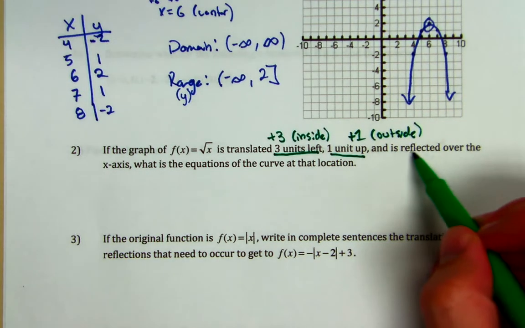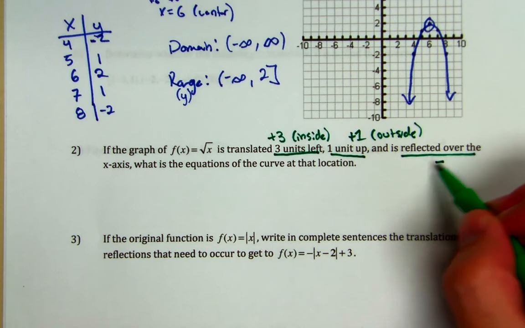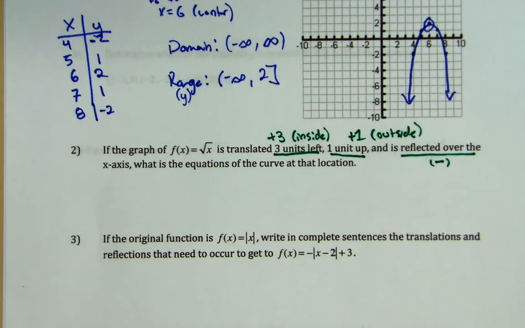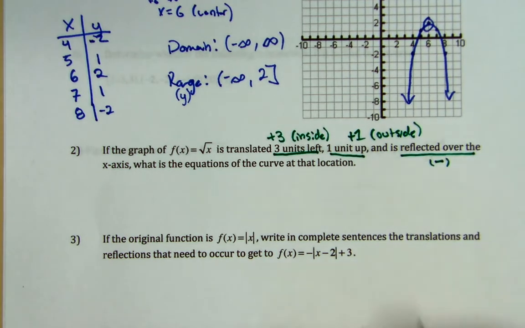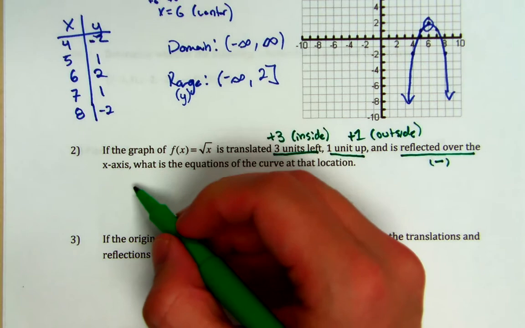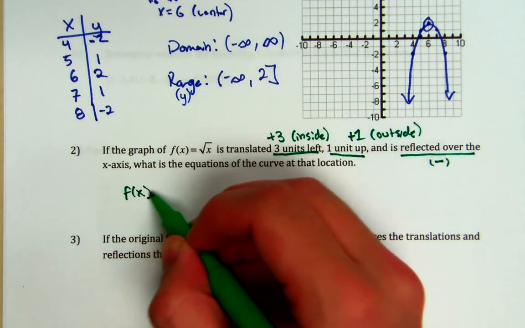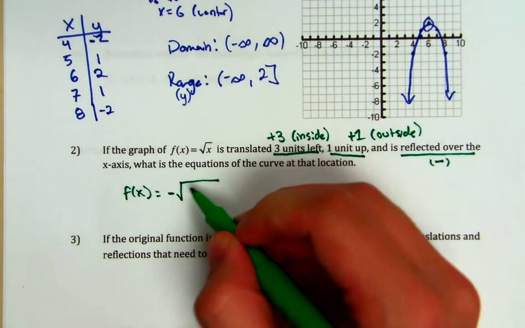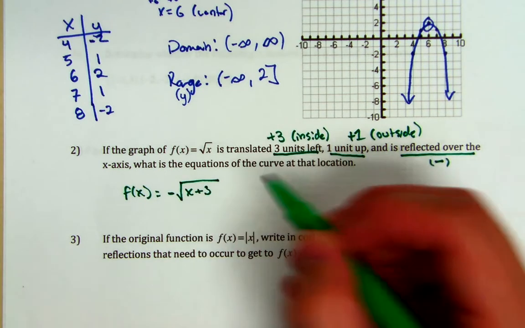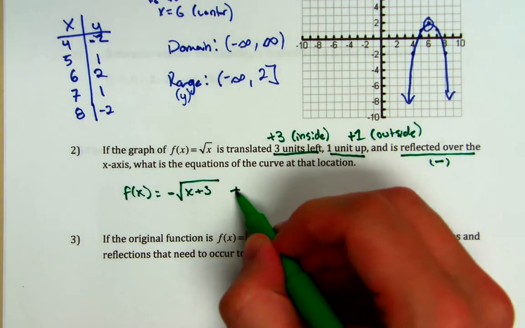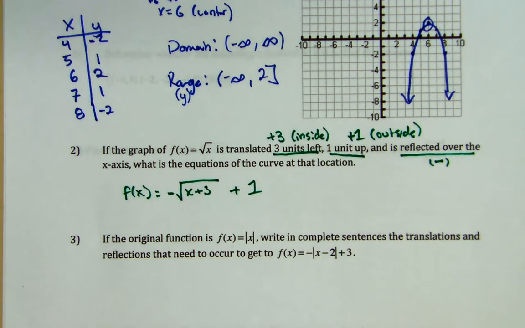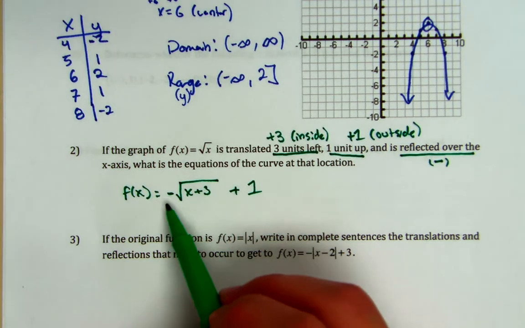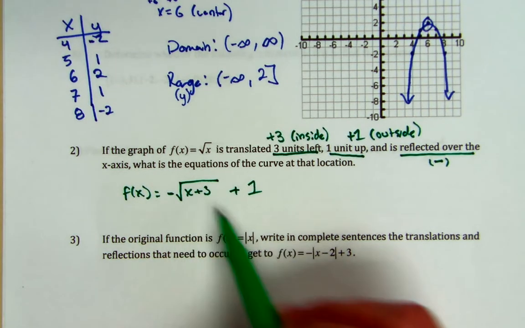And we have a reflection. Anytime there's a reflection, you think negative. We need to make it the opposite equation. So adding these things together, we need f of x equals, well, I reflect it, negative square root of x plus 3 on the inside, and plus 1 on the outside. So that tells me I'm reflecting, I'm going left 3 and up 1.